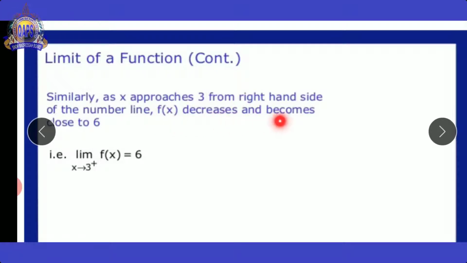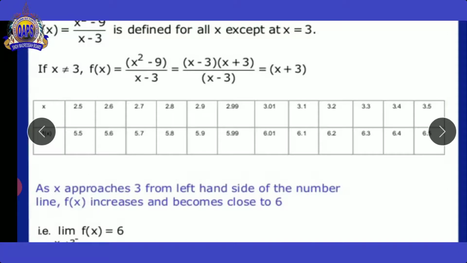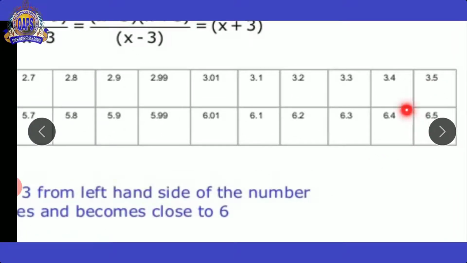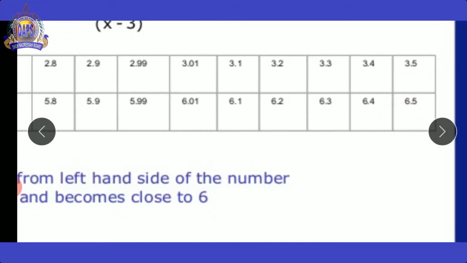F of x is decreasing and becomes close to 6. In the same situation here, we see that when we put the right hand limit values greater than 3, let's suppose 3.5, then the value becomes 6.5. When we put 3.4, then it becomes 6.4, because this is a decreasing point. This is the 6.5 result, and when we put 3.4, the outcome becomes 6.4, because 6.5 is greater than 6.4.